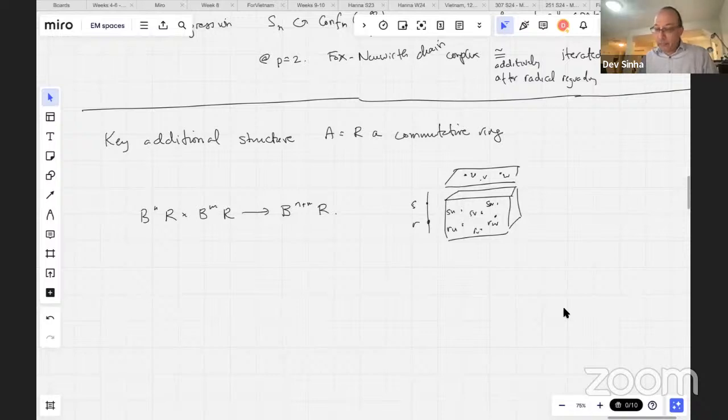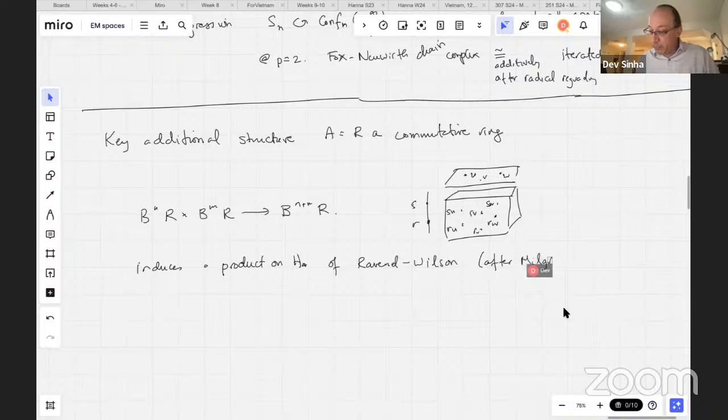So this induces a product on homology, and this is studied by Ravenel and Wilson, although Milgram studied a similar structure, not on Eilenberg-MacLane spaces, but on some other infinite loop spaces, also related to symmetric groups, actually.